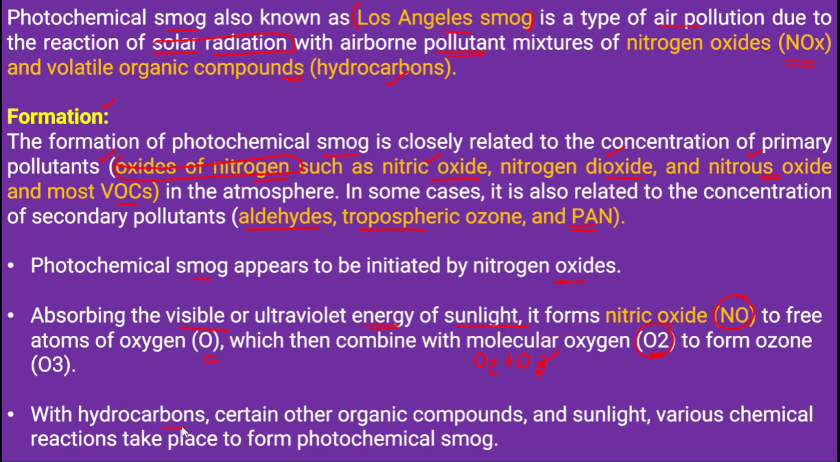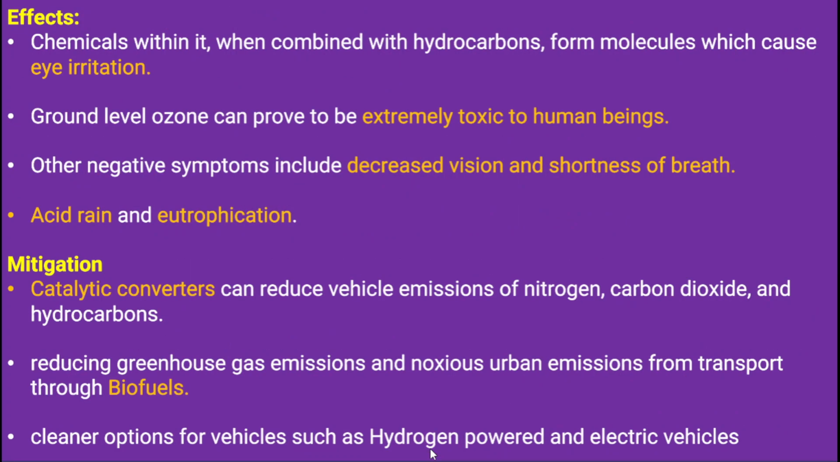However, with hydrocarbons, meaning vehicular emissions and industrial emissions, hydrocarbons are primarily fossil fuels. So with hydrocarbons, certain other organic compounds and sunlight, various chemical reactions take place to form the photochemical smog. Now this is how the photochemical smog is usually formed over the atmosphere. After that we need to understand the effects of photochemical smog.